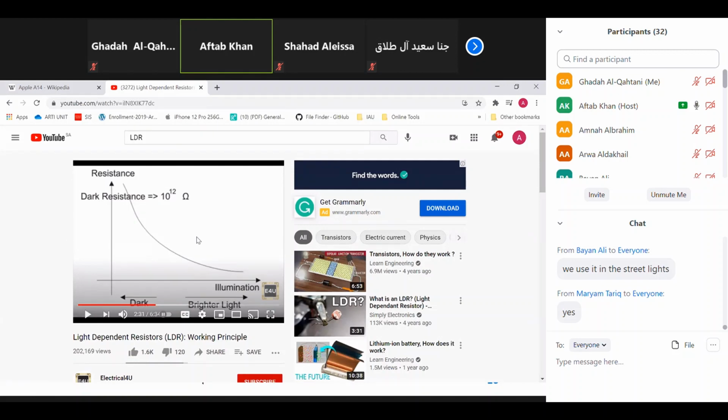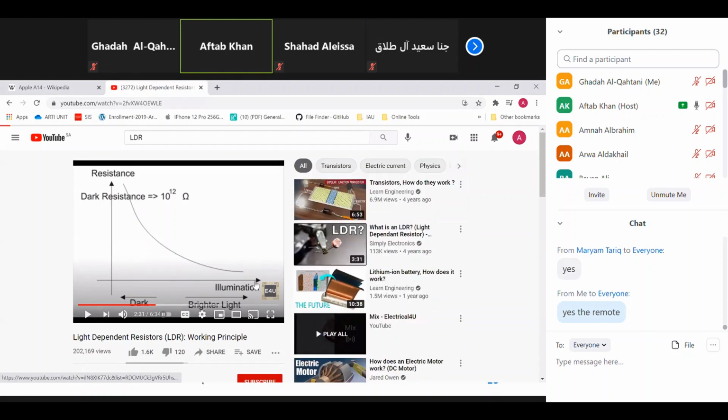Another example is the TV sensor. You have a remote. When you press a button, it is emitting light, but it is not visible light. The TV is sensing that light, and based on that, it takes the action. Also, street lights are automated now. When it is dark, the sensor senses that the light is very low, the resistance changes, and it turns on the lights. I can show you this is actually an LDR.